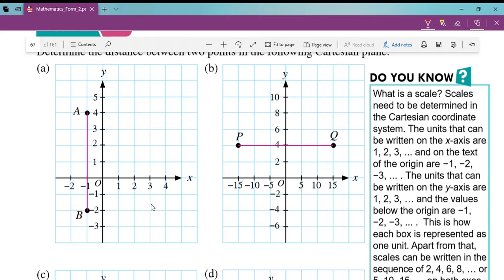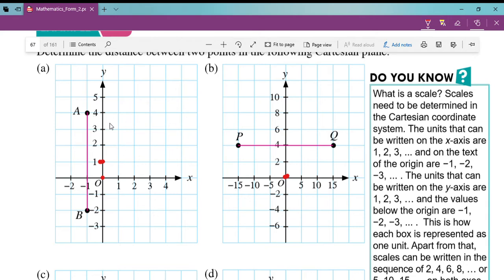Okay, of course, I think everyone can see that for A, the scale for each box is 1. Between 0 and 1 is one box. For B, you can see the scale on the y-axis is different: 0 to 2 uses one box to represent 2. Okay, there's the difference. So different Cartesian planes have different scales on x and y. So to calculate this distance, we must depend on the scale used.